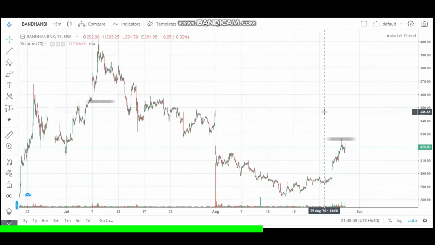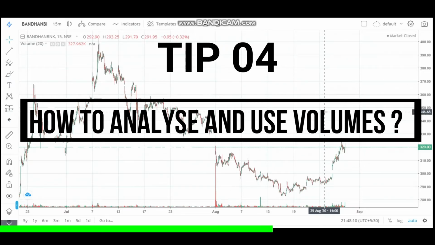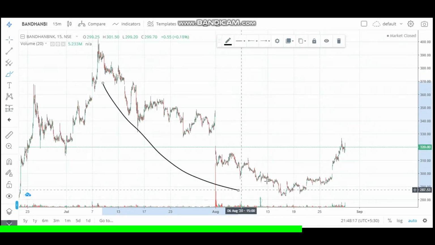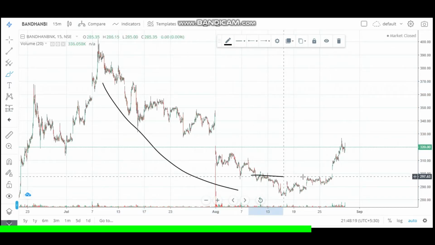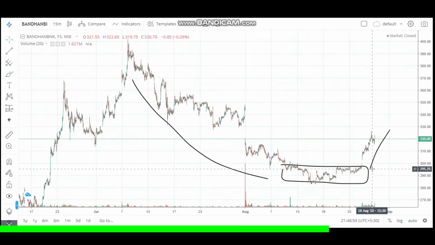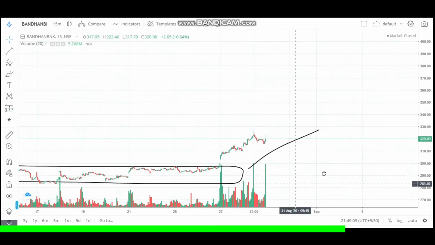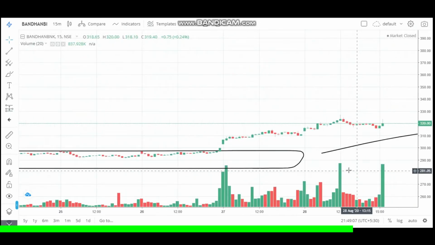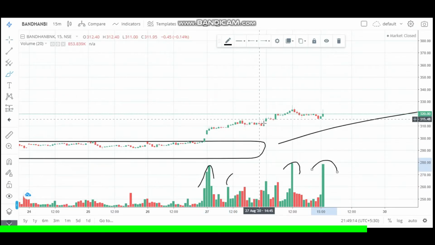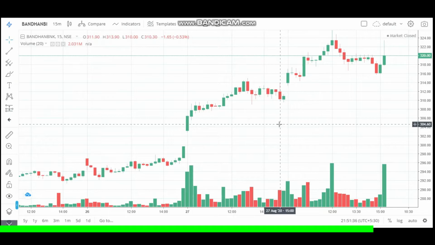So now the very important question: how to analyze and use volumes. Here we can see this stock is in a downtrend, then it comes to rest, goes sideways in this direction, and starts an uptrend. When it starts its uptrend, it means buyers are in the market. So we should see green volumes, and we can see huge green volumes every time the price has given a breakout. Volume is very helpful in recognizing a false breakout.